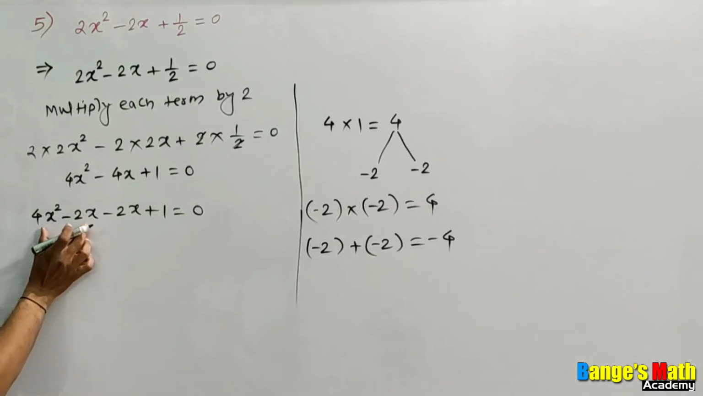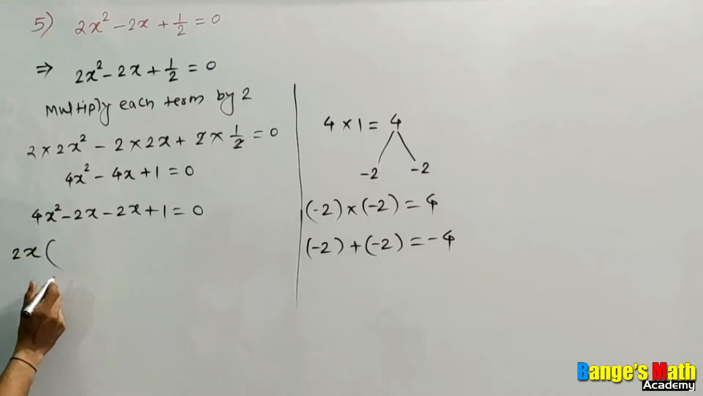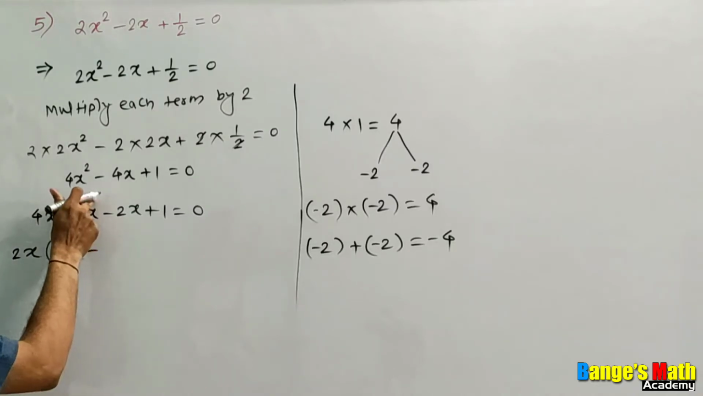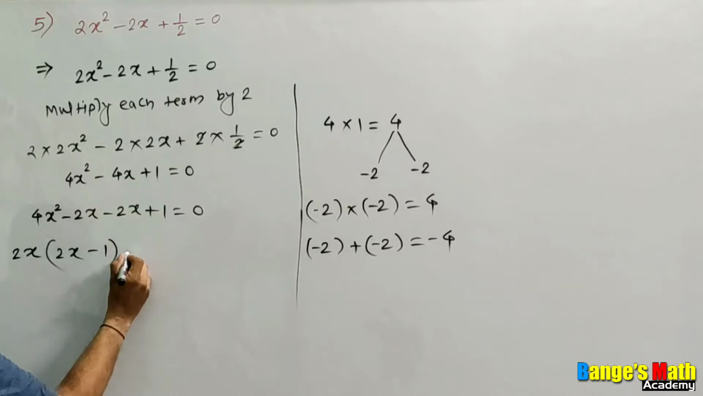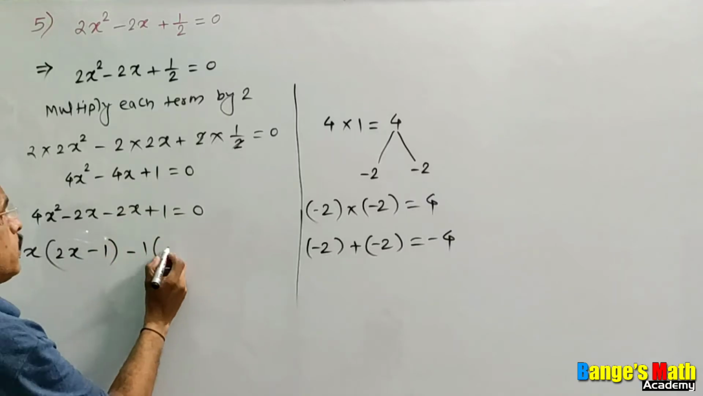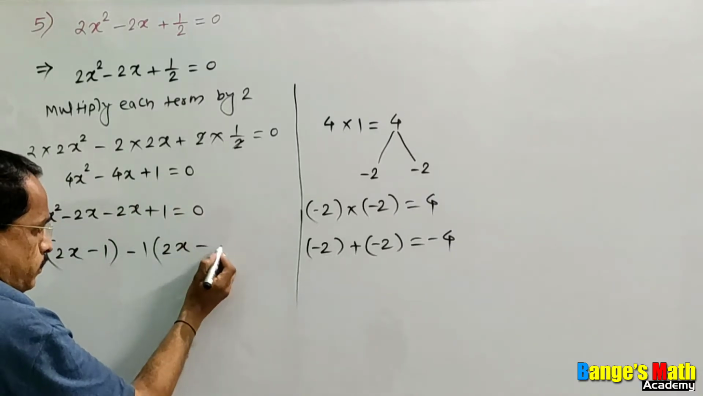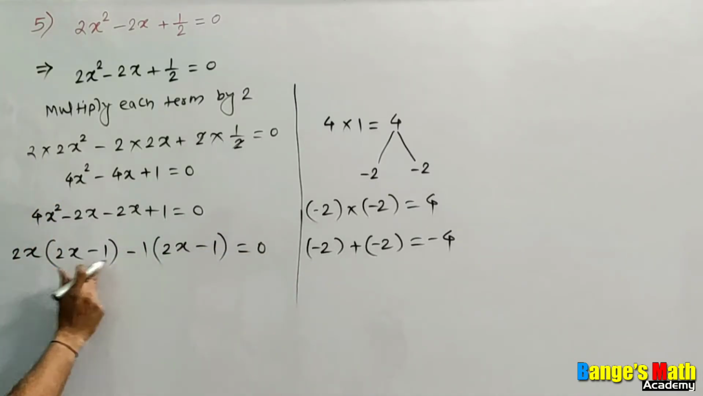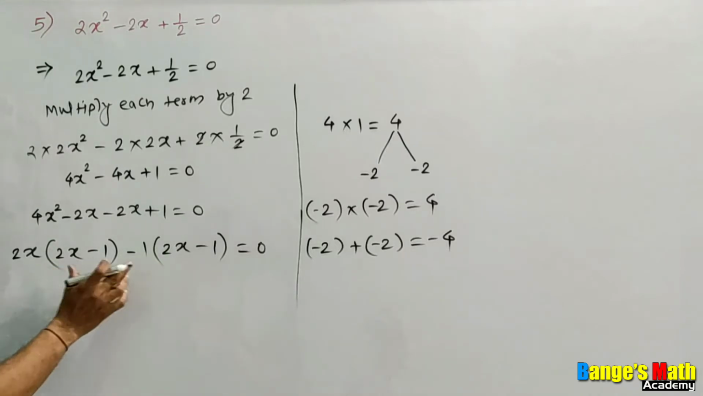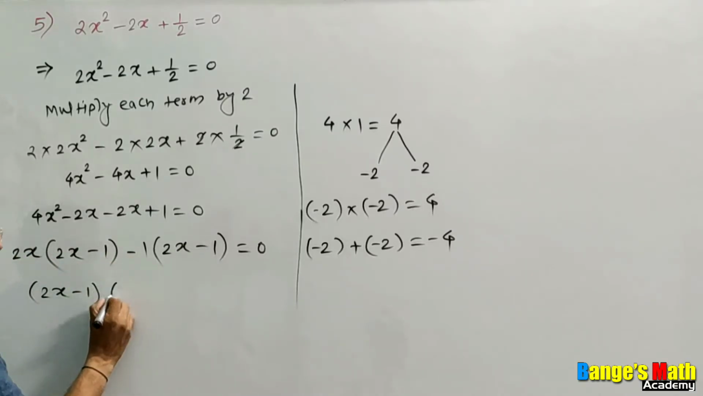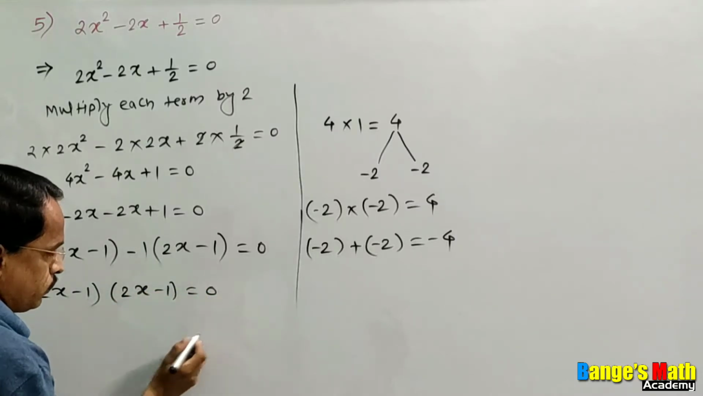From these two terms we can take 2x as a common factor. Divide 4x square by 2x, we get 2x minus. Divide 2x by 2x, we get 1. From these two terms we can take 1 as a common factor. Divide 2x by 1, 2x, minus into plus minus. Divide 1 by 1, 1 is equal to 0. These two brackets are the same, so we can take 2x minus 1 as a common factor: 2x minus 1 into 2x minus 1 is equal to 0.